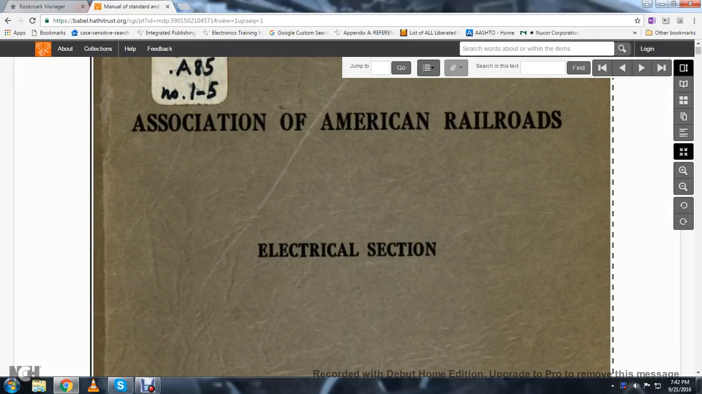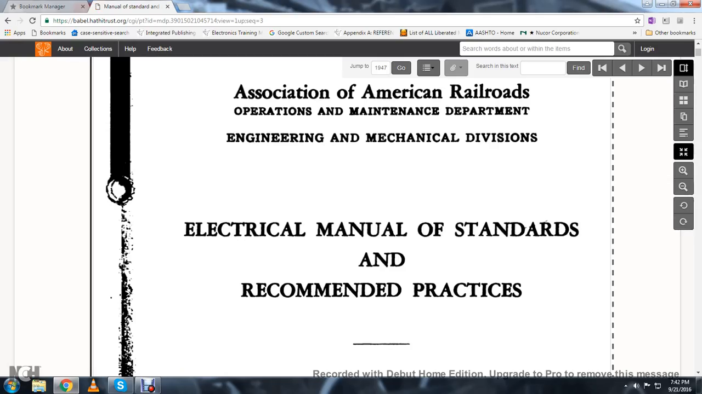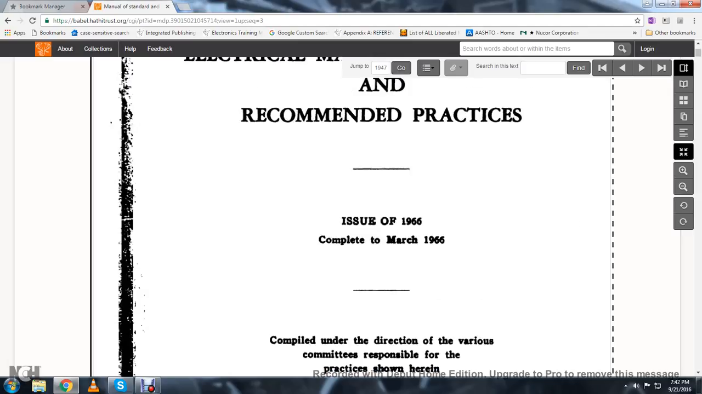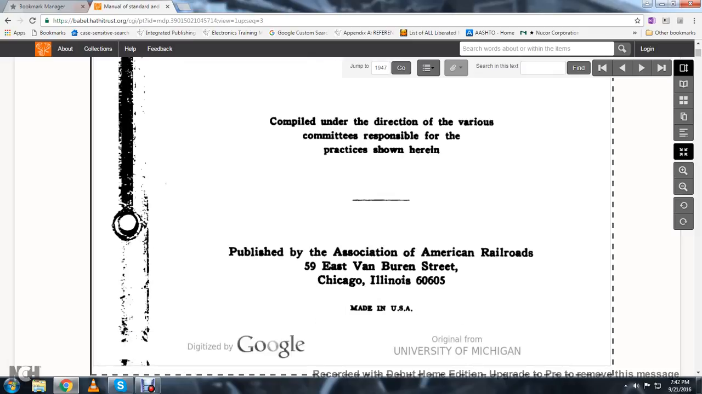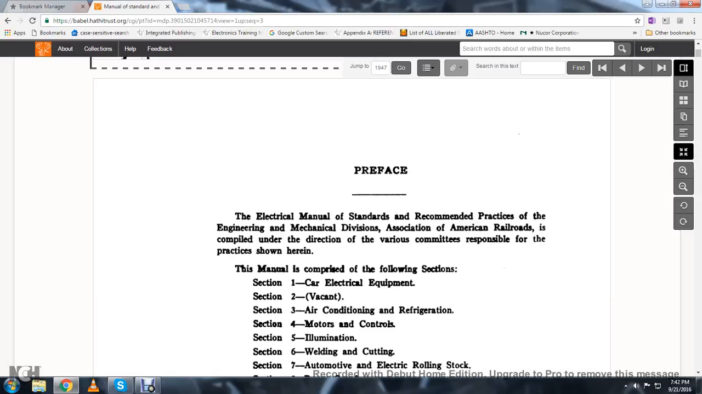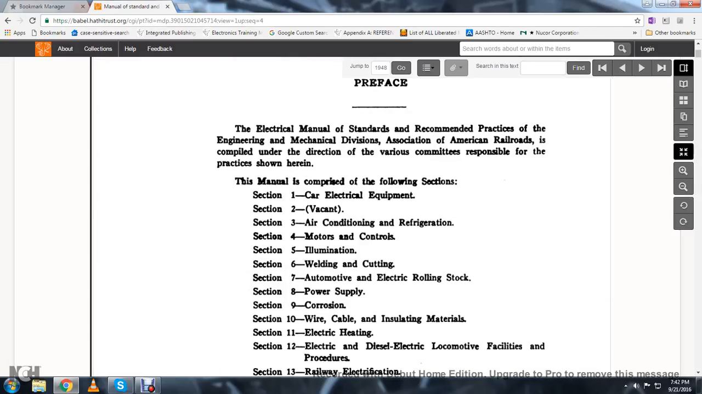They're like $200. It's the Association of American Railroads Electrical Section Manual. University of Michigan Libraries has brought this to you. Association of American Railroads, Operation Department, Engineering, Mechanical Division, Electrical Manual, Standards and Recommended Practices, issued 1966, compiled under the direction of committees responsible for practices, published by the Association of American Railroads, 59 East Van Buren Street, Chicago, Illinois, made in the USA.